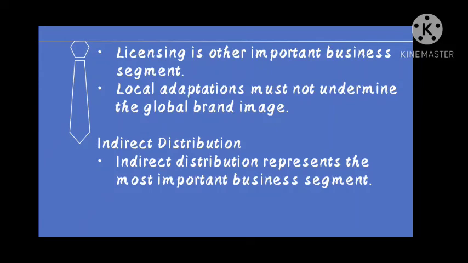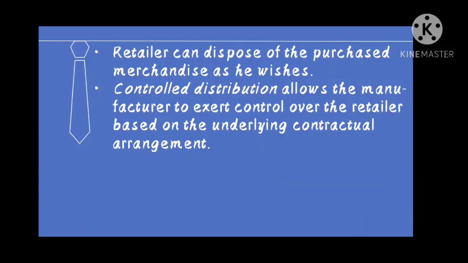Next is indirect distribution. Indirect distribution represents the most important business segment. Indirect distribution means selling wholesale to agents or retailers so that they can distribute the product for you. For example, opening your own physical store or selling directly via your own website. These are the examples of direct distribution. Next, the retailer can dispose of the purchased merchandise as he wishes.